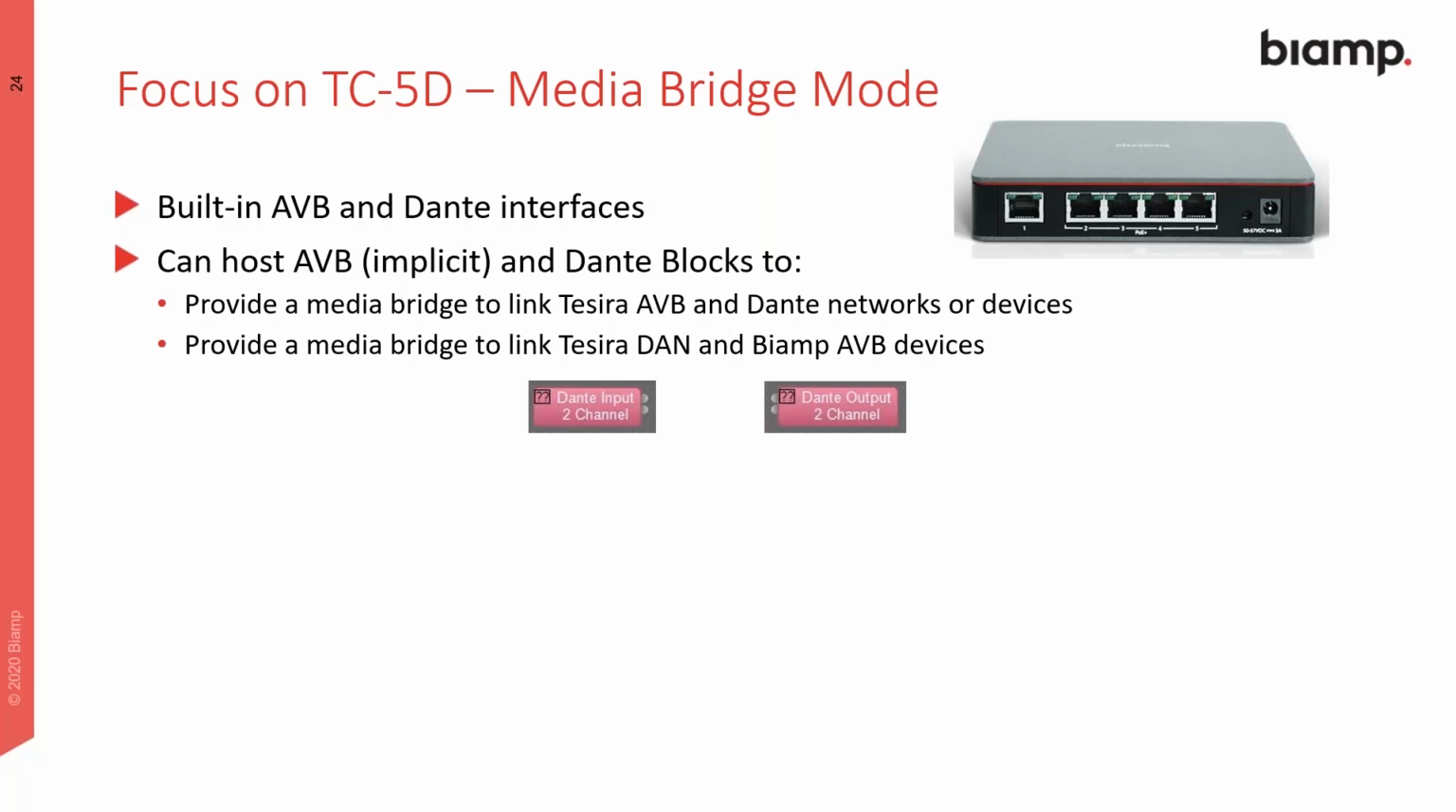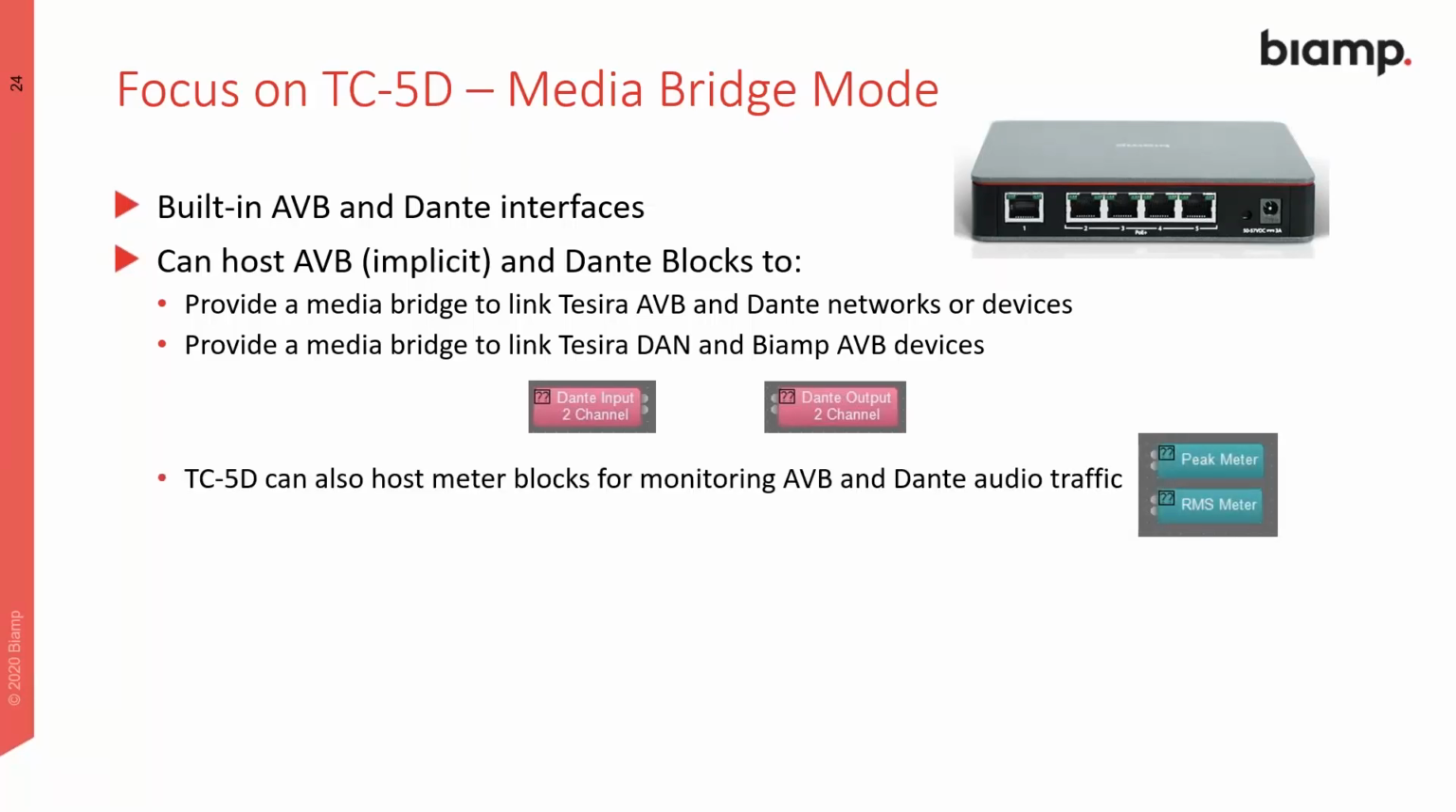So if you have a Dante enabled device, you will need to add two inputs, the transmit and the receive input. And also the nice thing as well, we can monitor the AVB and Dante audio traffic through the TC5D itself. The TC5D is intelligent enough to have a peak meter or RMS meter, so we know that we have received the audio signal and we can monitor this signal in our software. And with Godwin's demo, you will see that visually on the software.